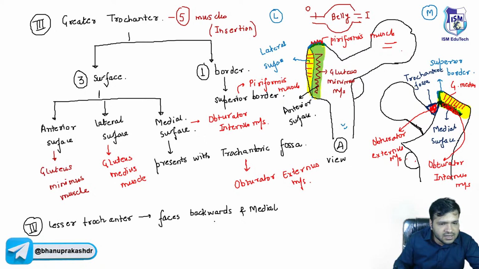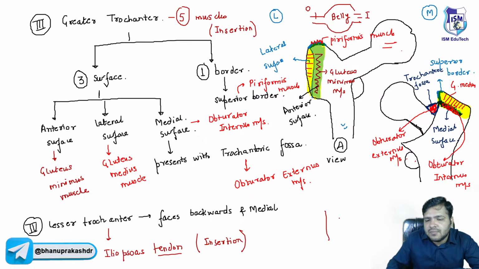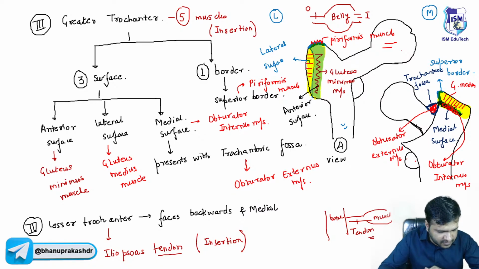And remember, it gives insertion to one muscle, and you again have to remember it: the iliopsoas tendon. What is the difference between a tendon and a muscle? For example, this is the bone and this is the muscle. The muscle is attached to the bone with the help of a tendon.